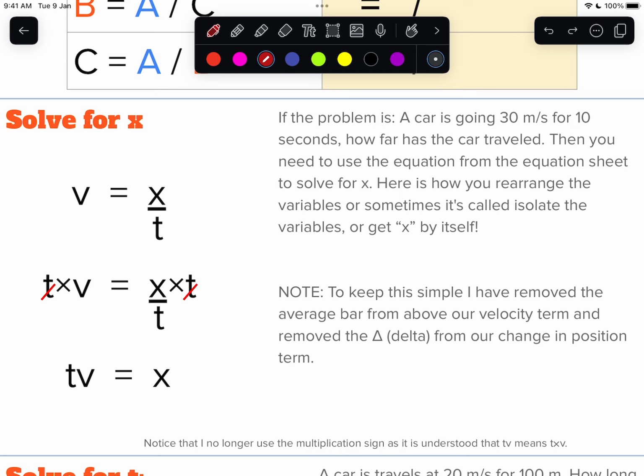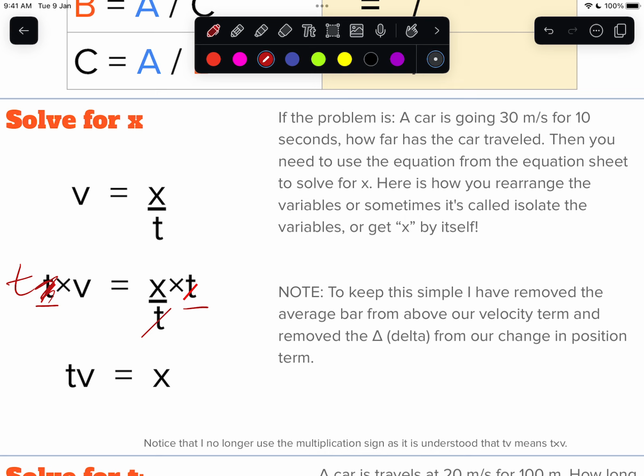Here's how you rearrange the variables, or sometimes it's called isolate the variables, to get x by itself. So I need to get x by itself. I'm going to multiply both sides by t, like I did here. As I said before, the t's cancel out. This t doesn't cancel out. Careful. So then I get tv is equal to x.